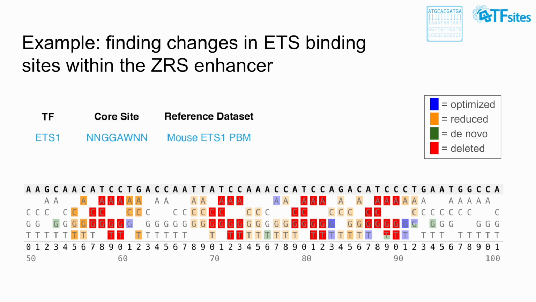Blue represents changes in nucleotides that increase the affinity or score of the binding site. Orange represents decreases. Green is for created binding sites, and red is for deleted binding sites. The intensity of the color is determined by the assigned affinity or score of the site.